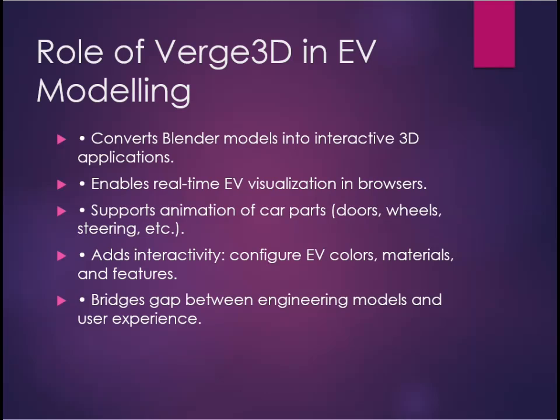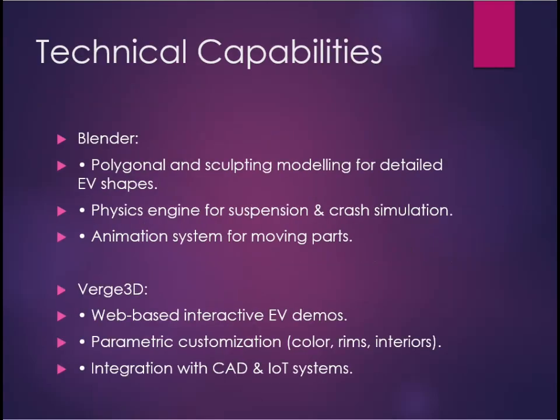Now, coming to the technical capabilities, Blender and Verge 3D each bring strong technical abilities. Blender lets us sculpt detailed shapes, apply physics, and create animations. For example, we can model a full electric vehicle body or simulate how it responds during a crash. Verge 3D, on the other hand, makes the model available on the web for interactive demos. Together, they enable customization, integration with CAD, and even IoT based features.